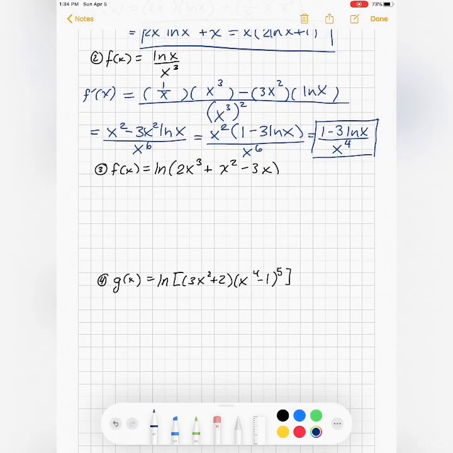Okay, number 3 looks like a chain rule. First I look at the outer function, so that's an ln. The derivative of that is 1 over the argument, then times the derivative of the inner function. So let's see, that would be 6x squared plus 2x minus 3.